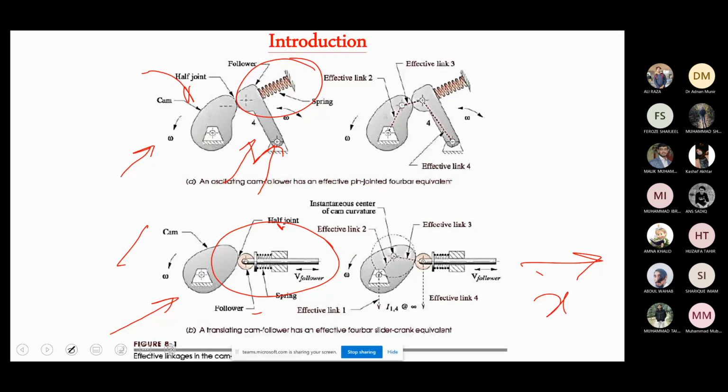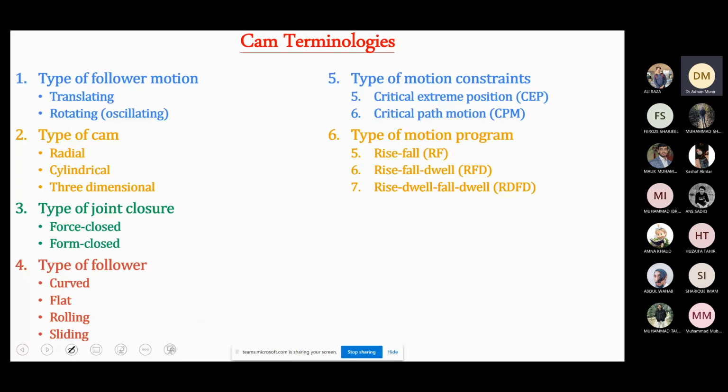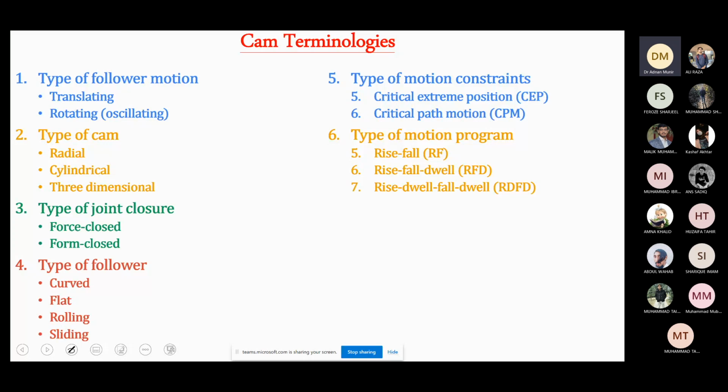Yes, sir. Okay, now we can classify the cam follower based on the following categories. We can classify it based on the type of follower motion, as we saw in the last slide. So we can have translating follower motion, or we can have rotating or oscillating follower motion. We can also classify the cams based on the type of cam. So we can have a radial cam, a cylindrical cam, or a three-dimensional cam.